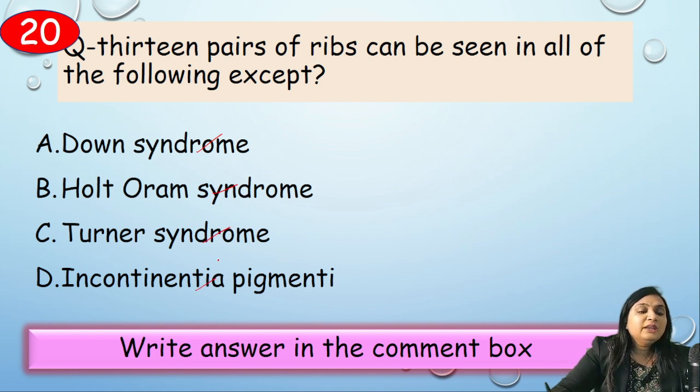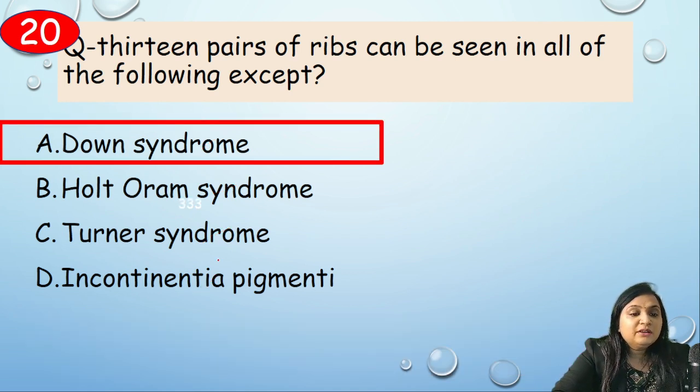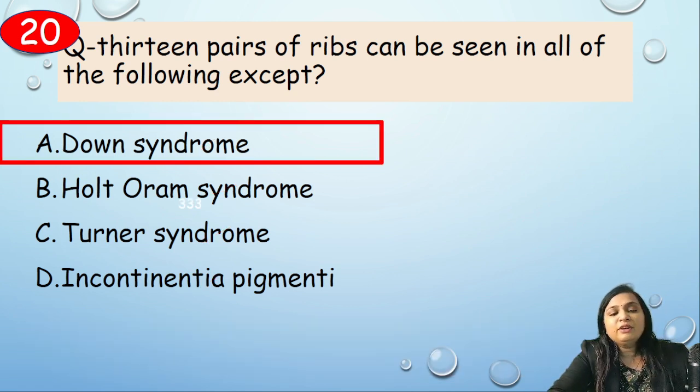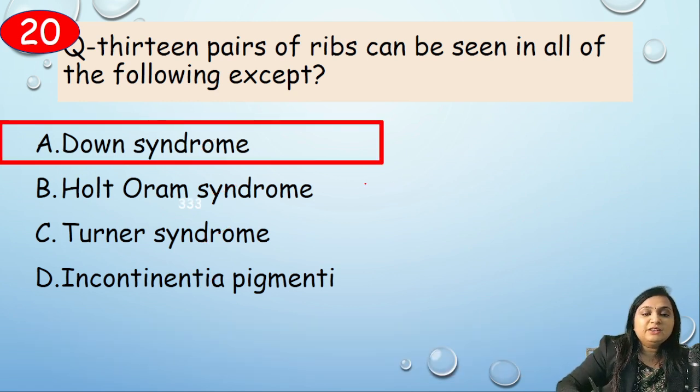13 pairs of ribs can be seen in all of the following except Down syndrome, Holt-Oram syndrome, Turner syndrome or incontinentia pigmenti. The correct answer is, rest all will have 13 pairs. Down syndrome will not have 13 pairs of ribs. Here it could be only 12 pairs of ribs, but here it is 13 pairs.